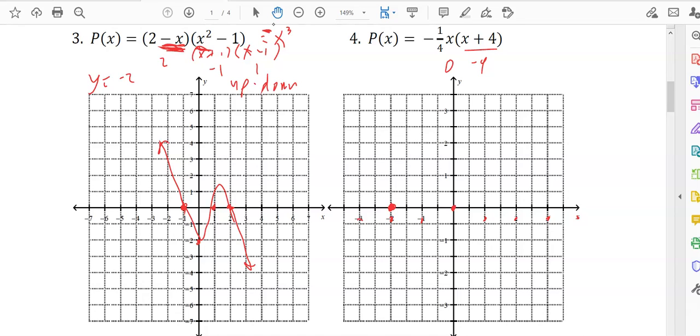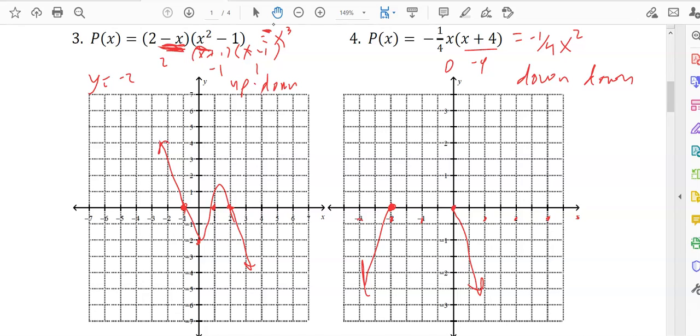Okay, so let's see. End behavior is going to be negative. So we have -1/4 x squared would be the first term. So that's going to definitely be down, down. From the rightmost point, it's going down. From the leftmost point, it's going down. And both factors are to the first power, so it's definitely going to go up there in the middle. It's going to look kind of like a parabola.